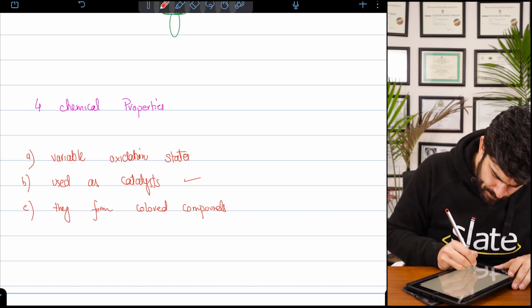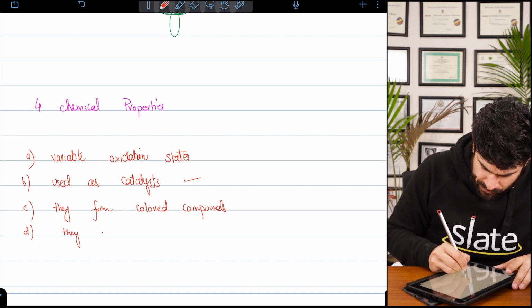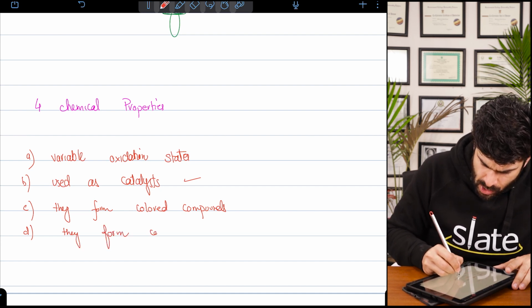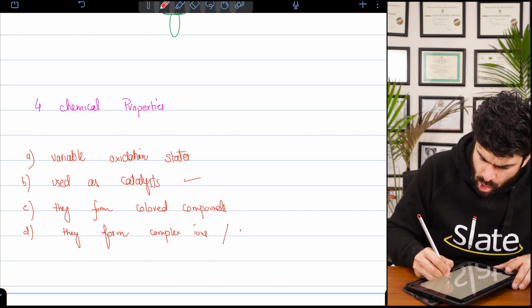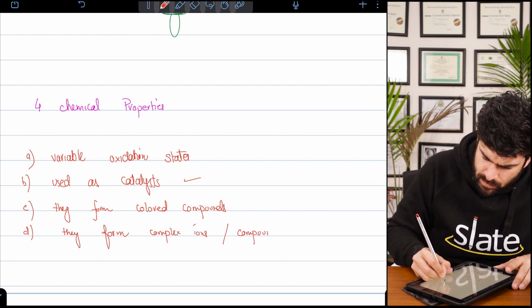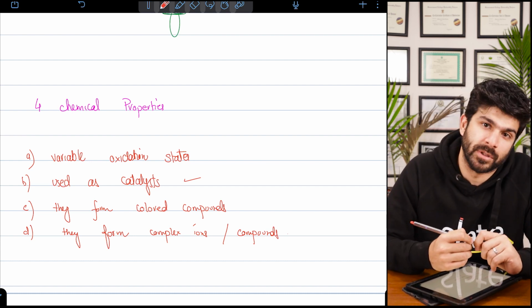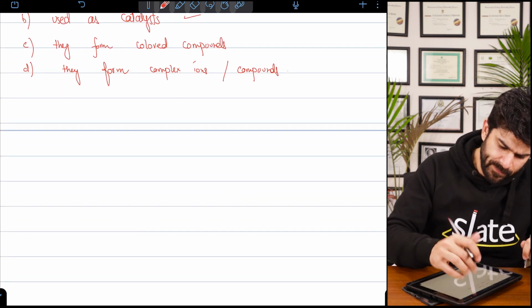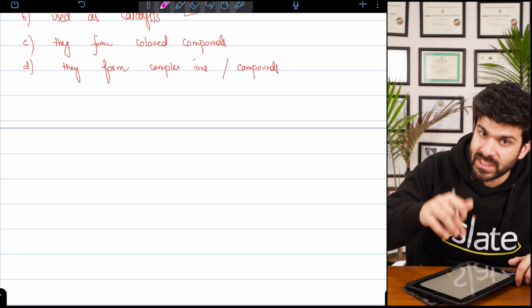Last property, they form complex ions or compounds. So these are the 4 properties that we're going to talk about in this chapter. Now moving on to the first property, which we will cover in this lecture.